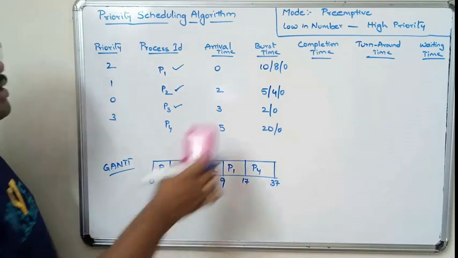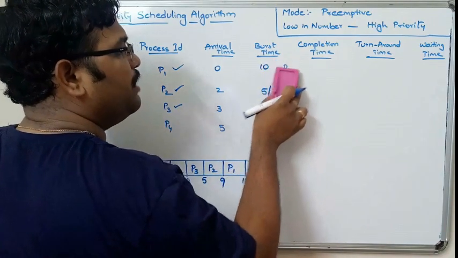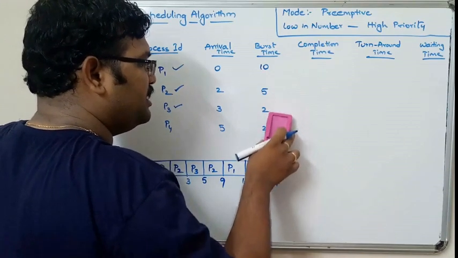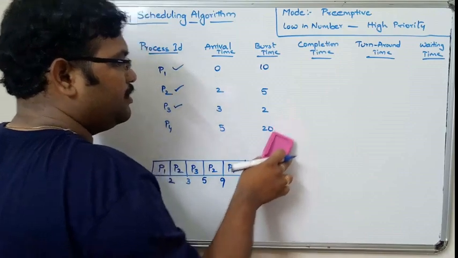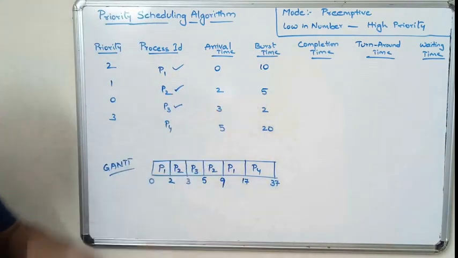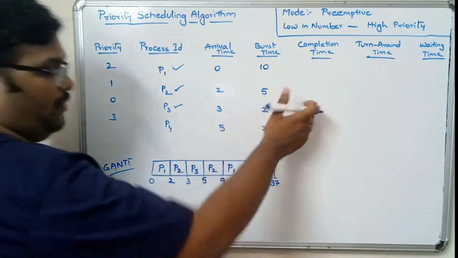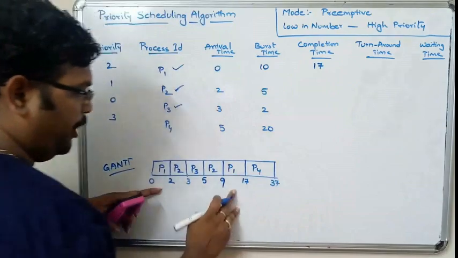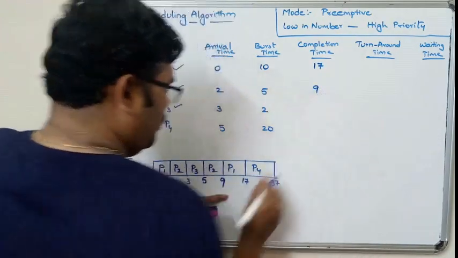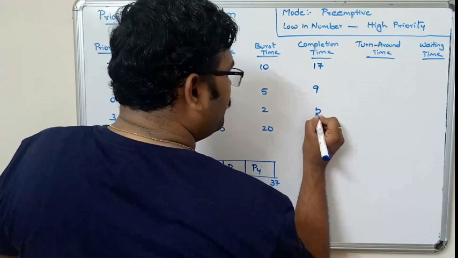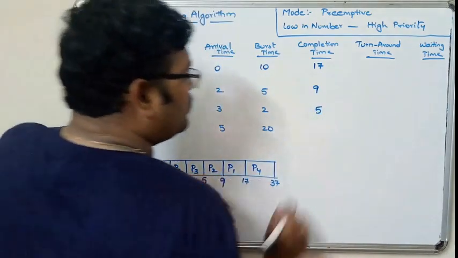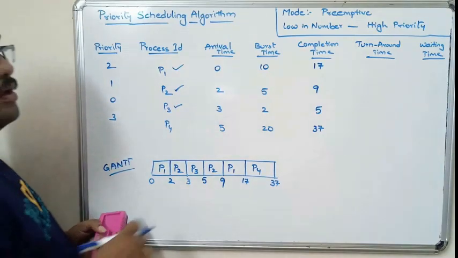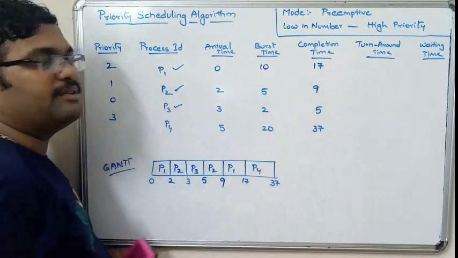Right? So hope you understood this one. So I will erase all these things. Only burst time I will be displaying. So for better understanding, I am writing all these things. Now completion time for this one is P1 completed at 17, P2 completes at 9, P3 completes at 5, P4 completes at 37. Right? 17, 9, 5 and 37.